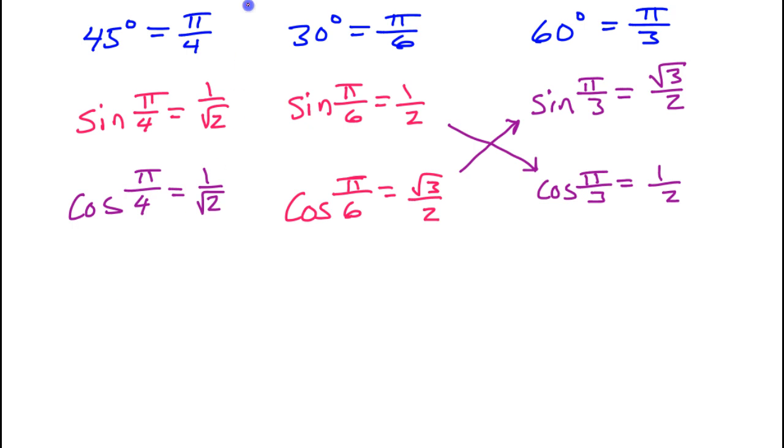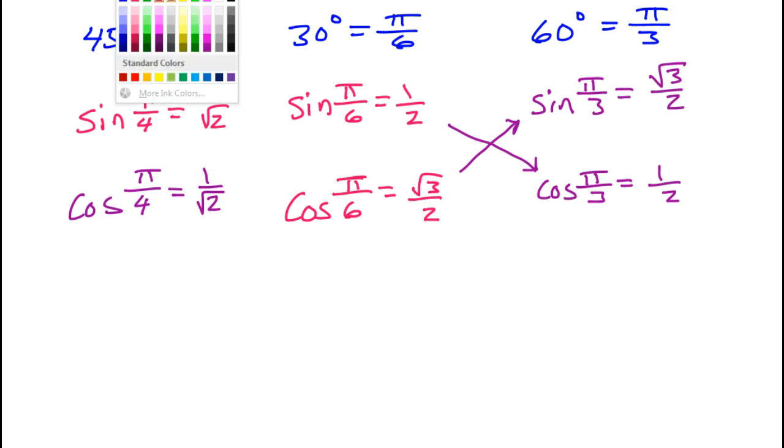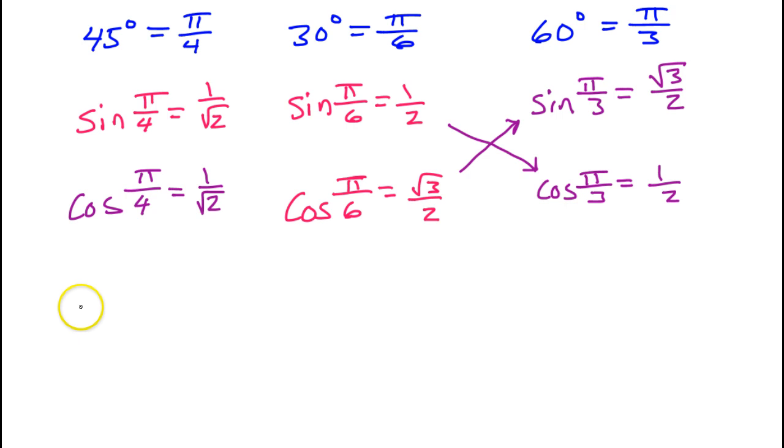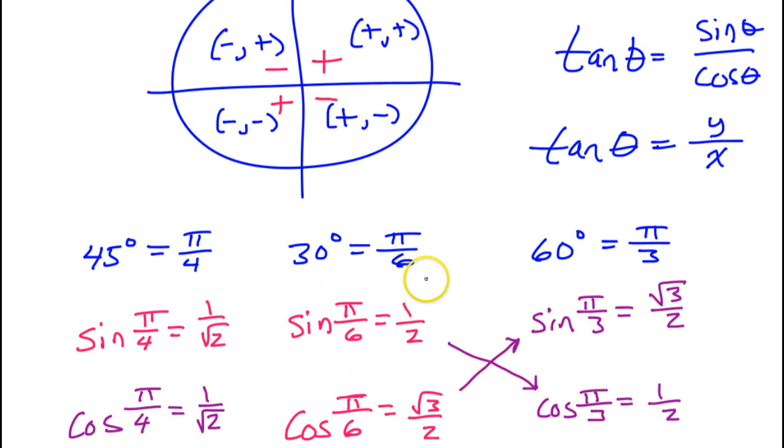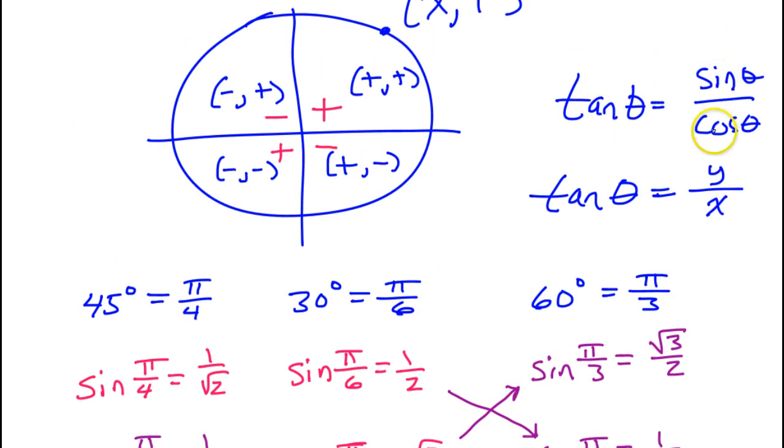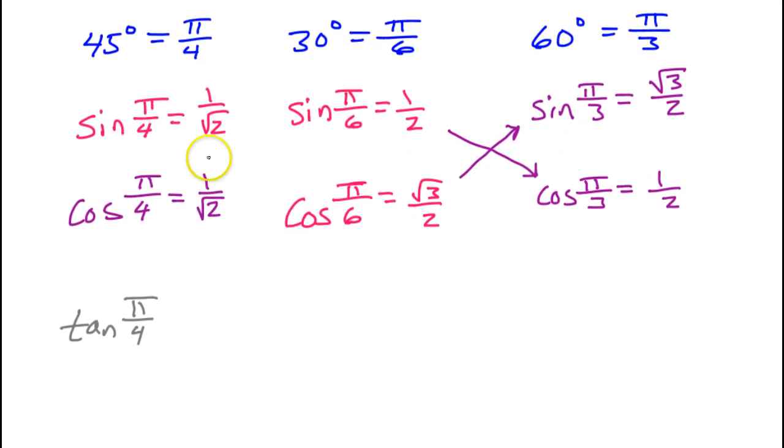Now let's talk about tangent. When we do the tangent of each of these, I'm going to do the tangent of pi over 4. Remember from up here, tangent is sine over cosine. Now look at our chart. We have it set up already in that order. Sine over cosine, sine over cosine, sine over cosine. So if I want to do the tangent of pi over 4, I just have to do this divided by that. Well, for this first one, anything divided by itself is 1. So the tangent of pi over 4 is 1.